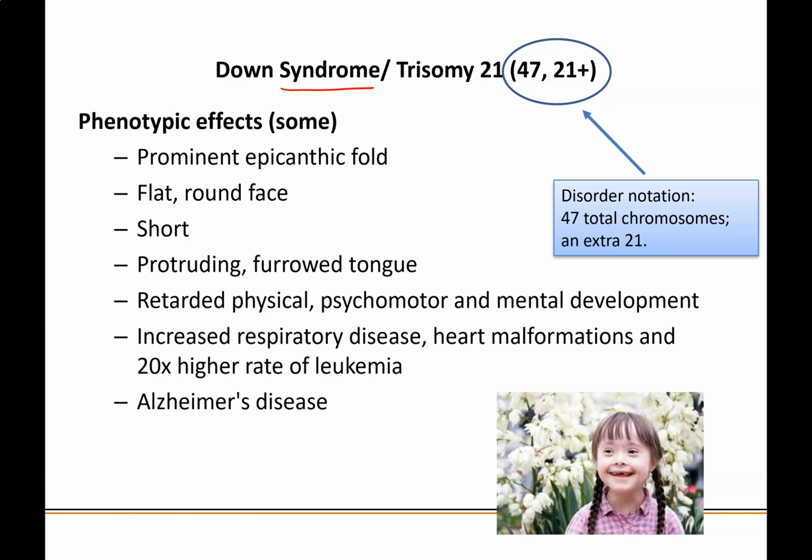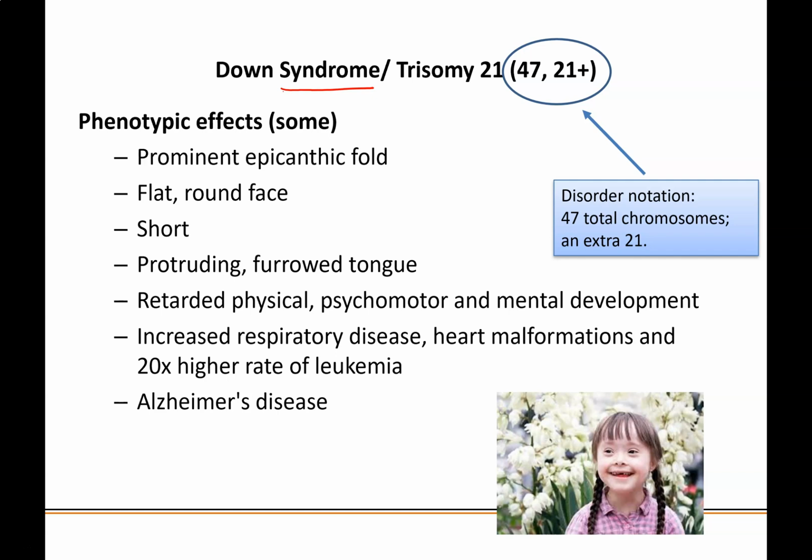They have very distinctive facial features. They're often shorter individuals. They tend to have physical and mental disabilities. There's an increased risk of various diseases, such as heart disease and leukemia and Alzheimer's disease.